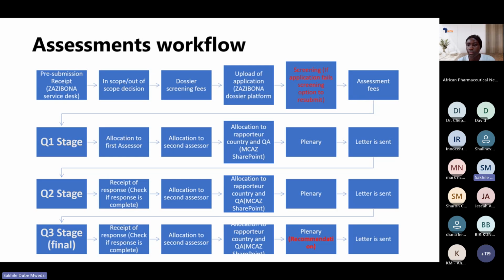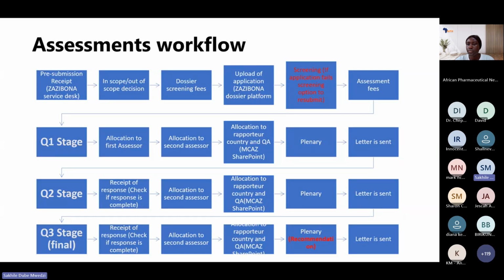So the decision is not made by an individual, neither is it made by an individual country, but it's actually made by all the member states coming together to say, this is the consolidated list of queries, and it can now be sent. So after that first plenary session, the first letter then goes out. So at that stage, you as an applicant have not had any input. And then begins Q2, which is the second stage.